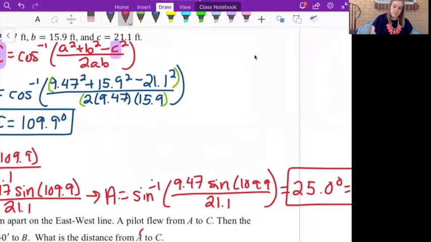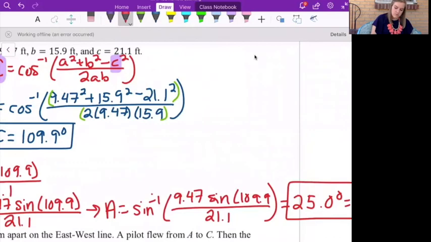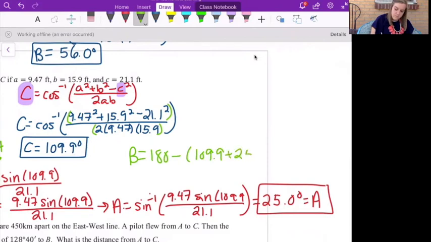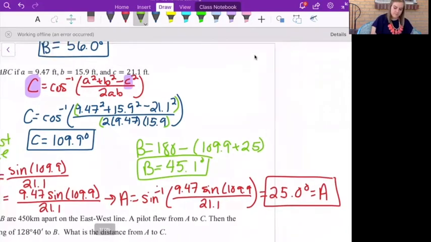And so then B, so we have what A and C are. So then angle B is going to be 180 minus the sum of these two. So B equals 45.1 degrees. So that's our side, side, side.